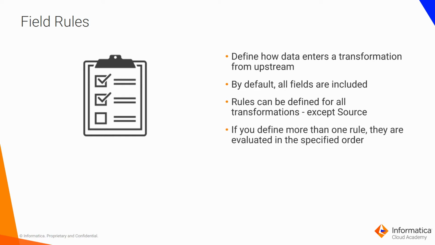If you define more than one field rule, the rules will be evaluated in a specific order. For example, if you want to include all incoming fields except those with dates, what you could do is use the default field rule that includes all fields. Then you would create a second field rule that excludes fields by data type, with that data type being set to date or time.